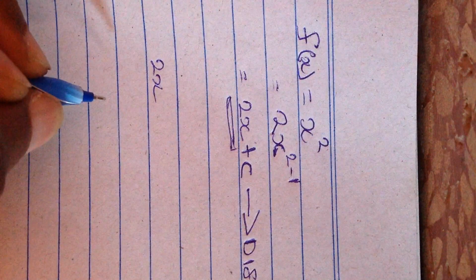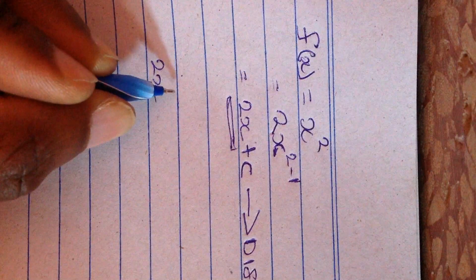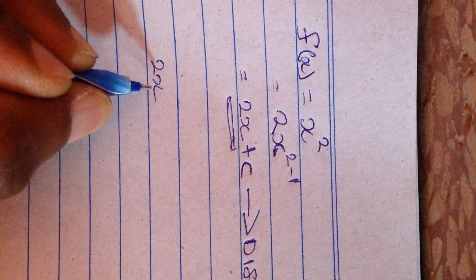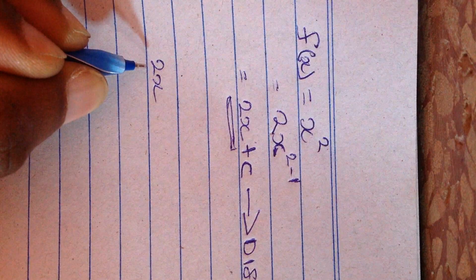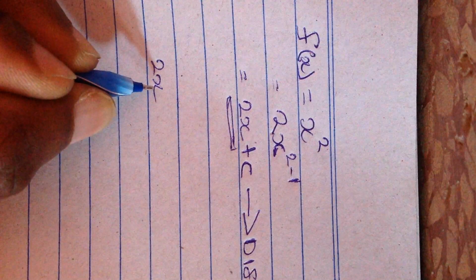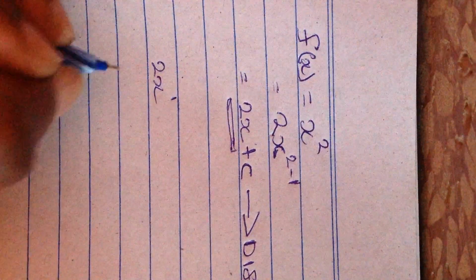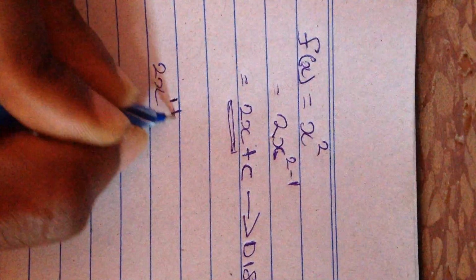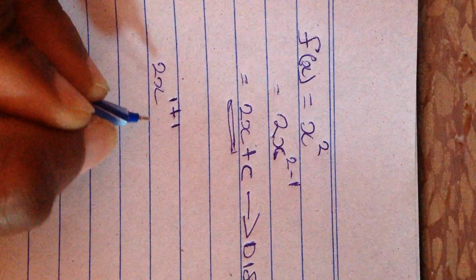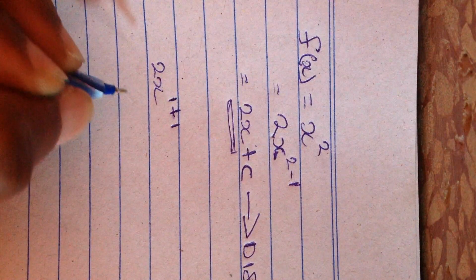2x here. How do you integrate? x has the power of 1. Remember, x is the one carrying the power, not the coefficient here. So x has the power of 1. This power of 1, we are going to add plus 1. We are not subtracting, because subtracting is the process of differentiation, but when you're adding, that's the process of integrating.